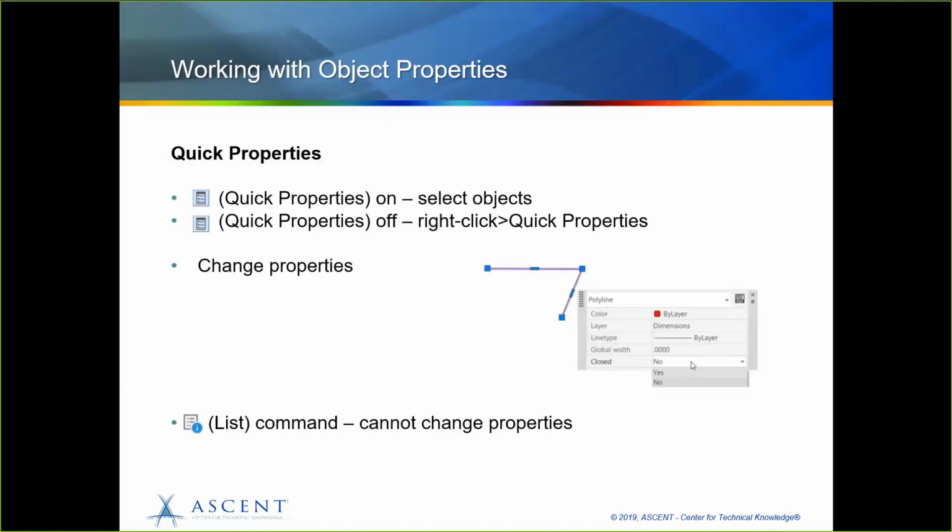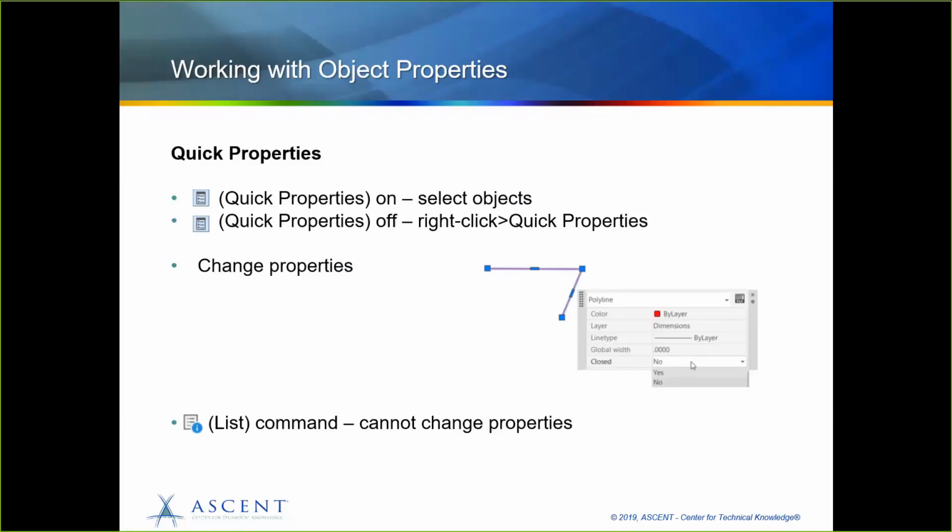Or you can also do one thing. You can just click in an edit box. For example, the global width is given here, and it's 0.000. You can click in it, and you can enter information there to change it. So you can do either one of those, whatever is provided for that particular property.